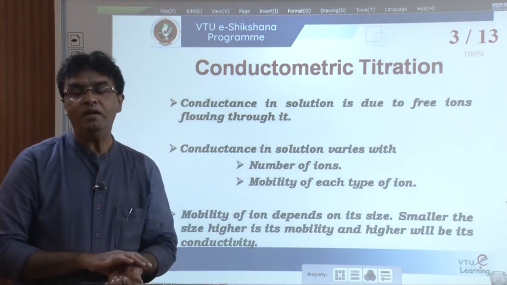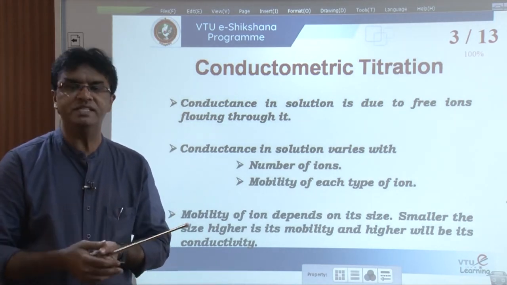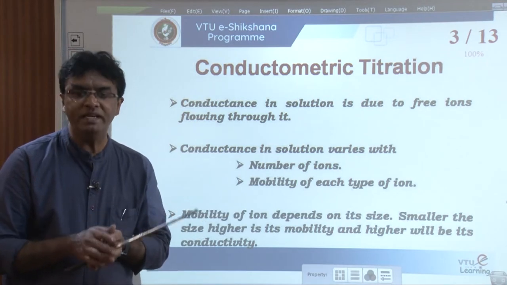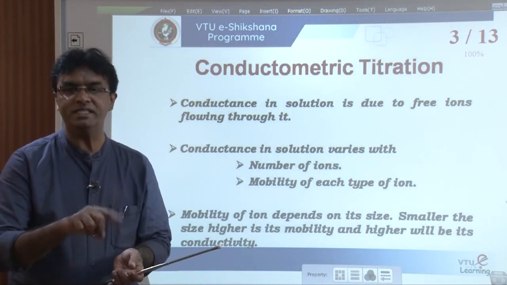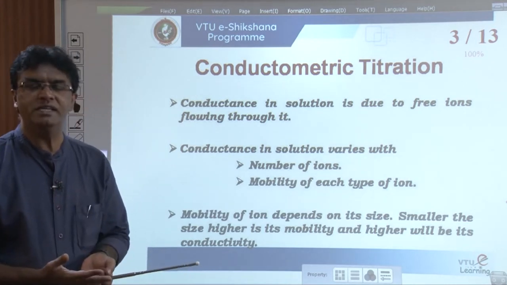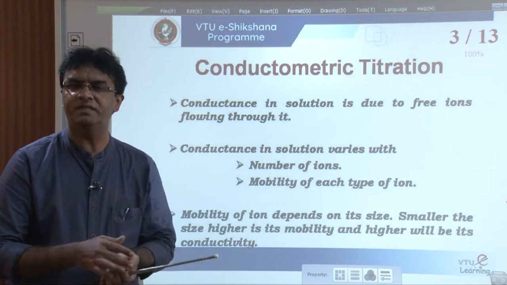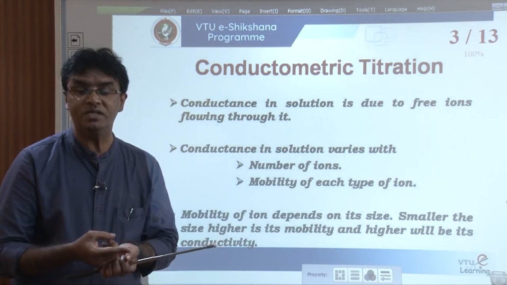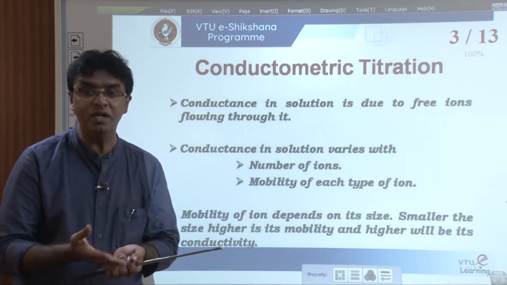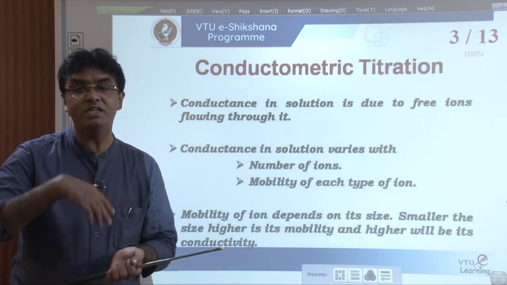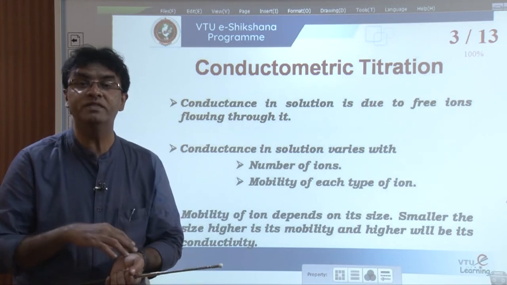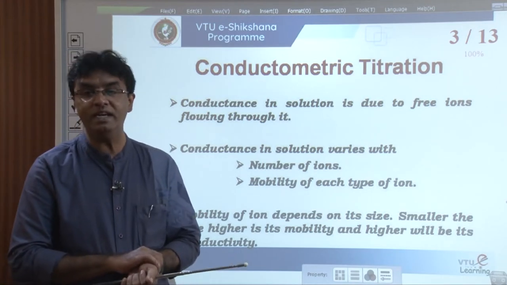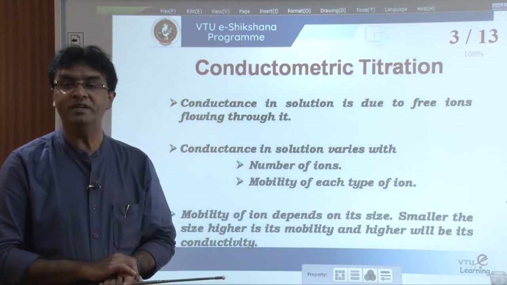And all of us know that conductance of any solution, or even the specific conductance of any solution, is mainly due to the movement of the ions in the solution. The ions' movement is responsible for the conductance of the solution. We are talking about an electrolytic solution, or electrolyte, which shows conductivity due to the movement of the ions. Whereas in electronic conductance, the conductance is due to the movement of the electrons. In electrolytic solutions, the conductance is only due to the movement of the free ions.